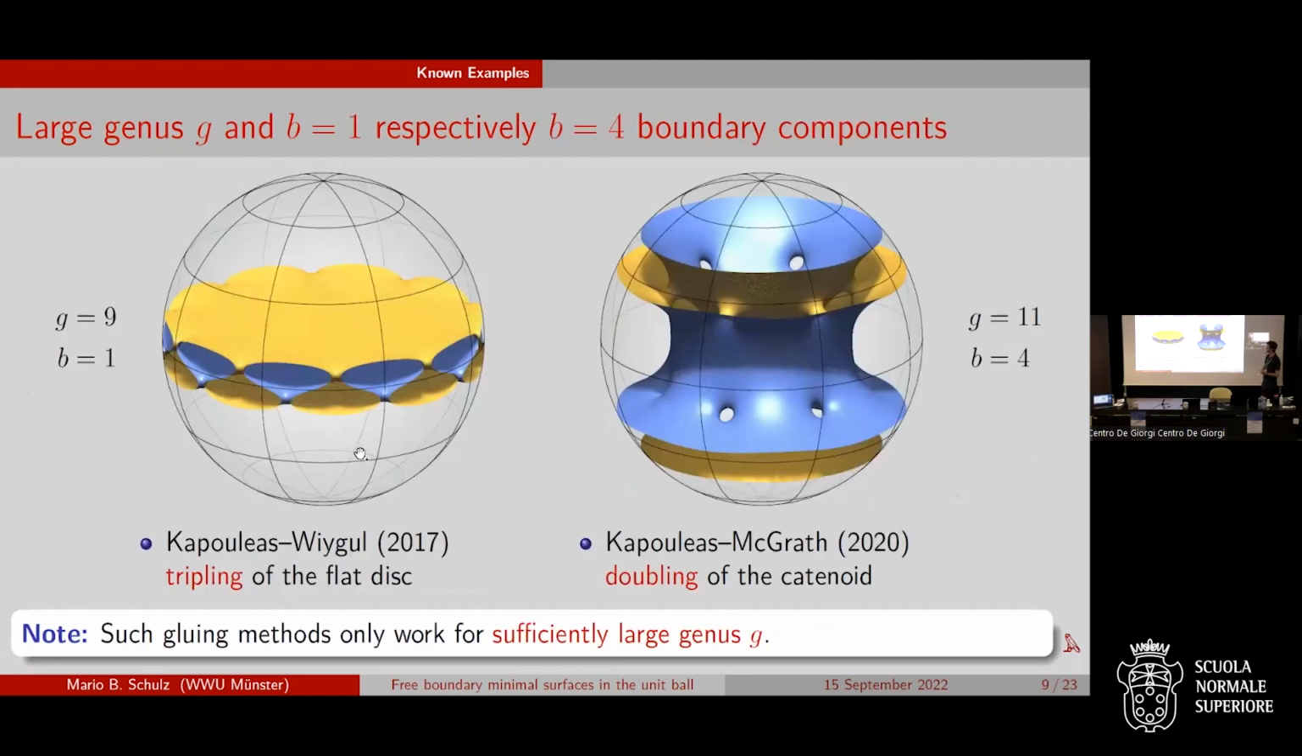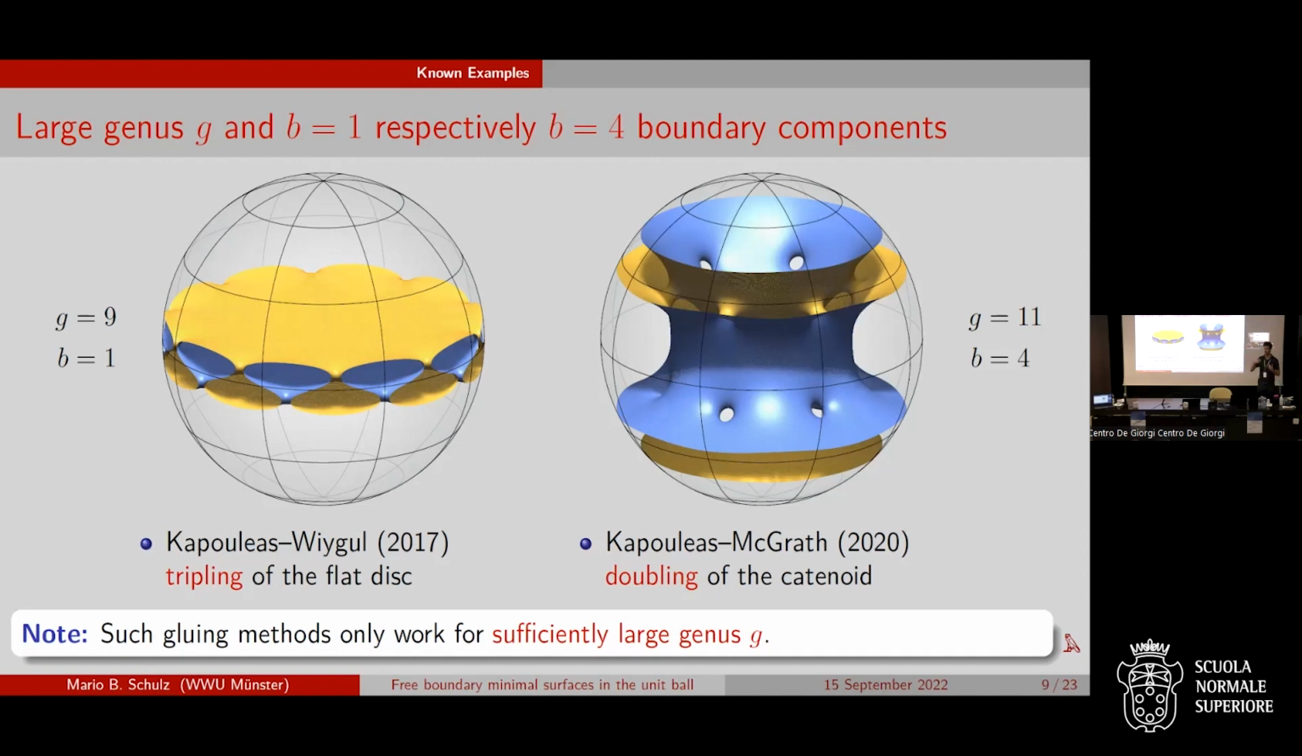Another desingularization, this time by Kapouleas and Wiygul, respectively Kapouleas and McGrath. On the left, three flat disks have been desingularized by Scherk surfaces in a very similar way as before. Before it was two disks, and you would get genus 0 with many boundary components. Here it's three disks, and you get high genus but one boundary component. So it's a tripling. And over here, you have simply a doubling of the critical catenoid, desingularized by Scherk surfaces. In each situation, you get examples only for sufficiently high genus, but in this case with connected boundary, respectively with four boundary components. As usual, these kinds of gluing methods need the genus to be very large to be in a situation where you are close to the models you try to glue.